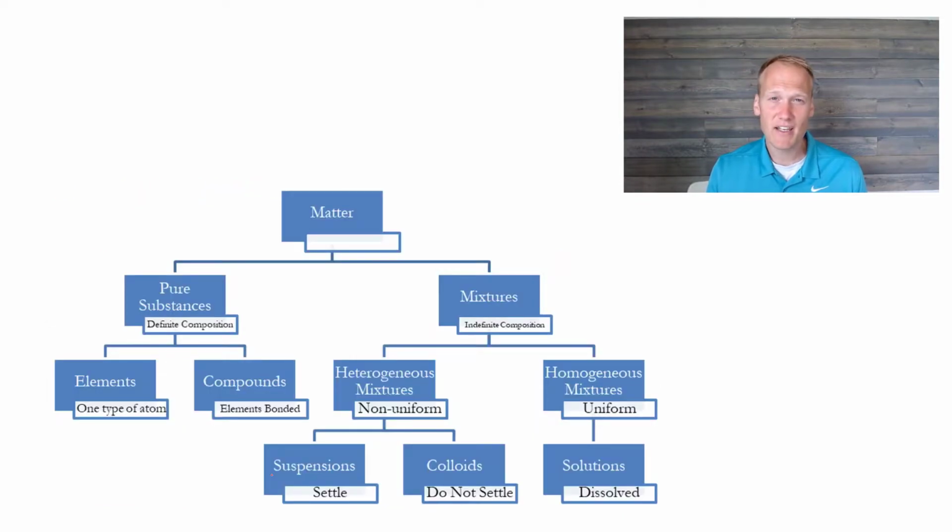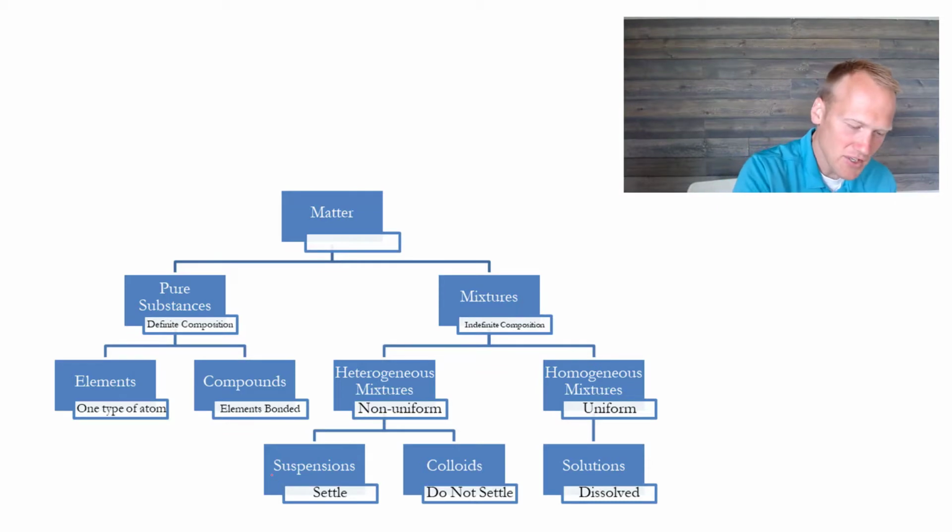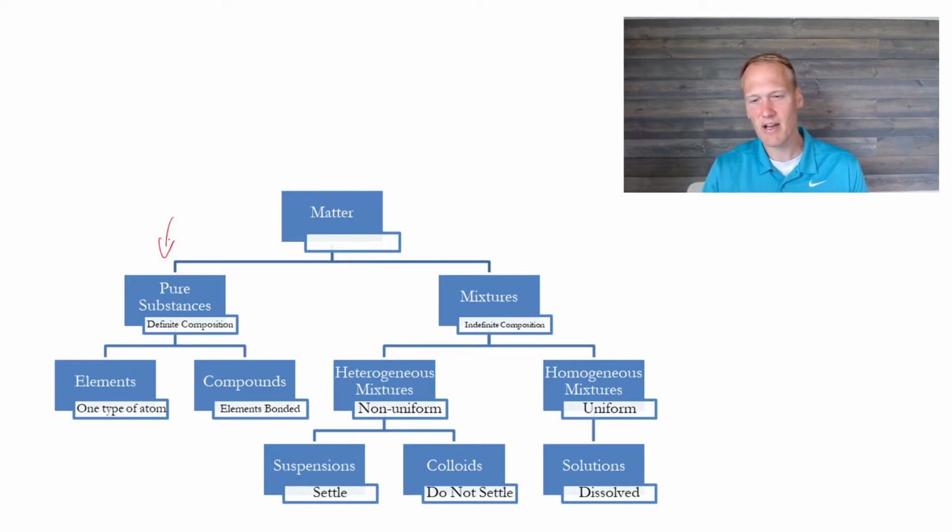And that brings us back here to our graphic organizer. As you can see, we started off with pure substances, which are elements and compounds because they have a definite composition. And then we talked about mixtures, which don't have a definite composition because they are just physically mixed together and aren't bonded together in set ratios. Homogeneous mixtures are uniform, which is a solution, and then heterogeneous mixtures are not uniform, which would be suspensions and colloids. That's really all there is to types of matter, and those are the different categories.